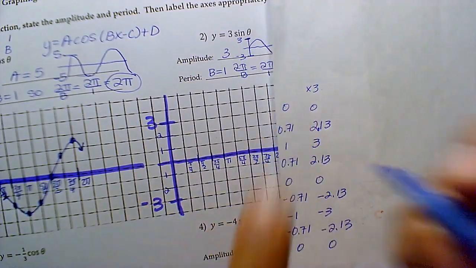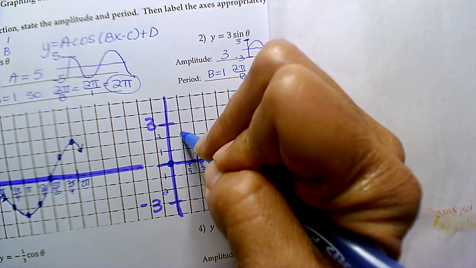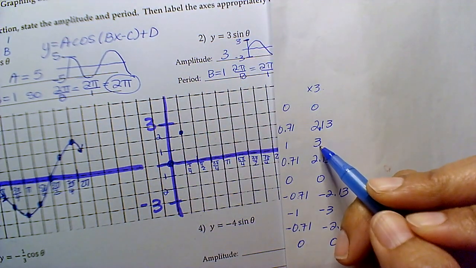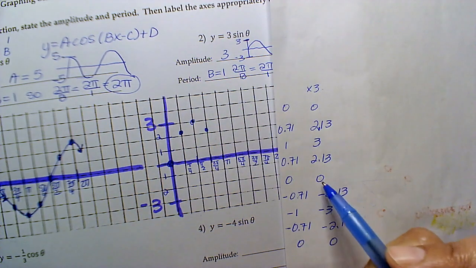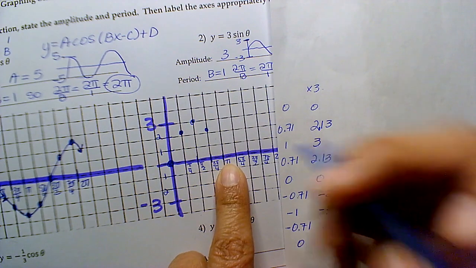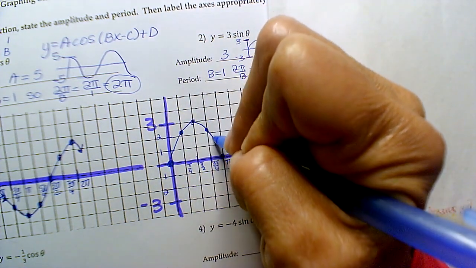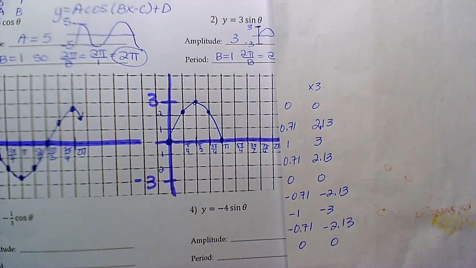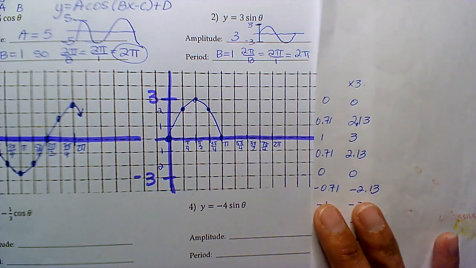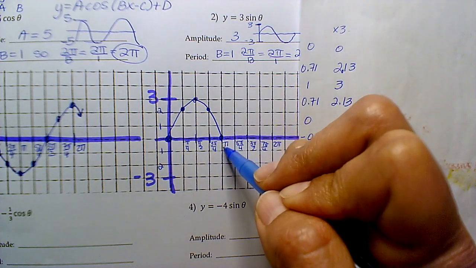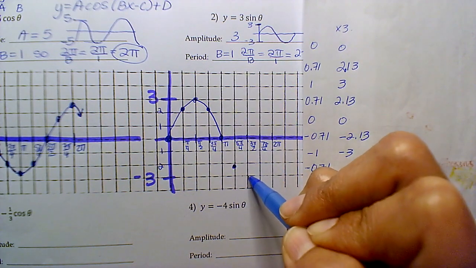At 0, I get 0. At 45, it's 2.13. I already know I hit my max now at 3. I'm going to come down. At pi, which is 180, I'm at 0, right? So this is your first quadrant, 0 to 90. This is 90 to 180 right there. And now this is 180 to 270, 270 to 360. So then negative 2.13 right here, and then negative 3.